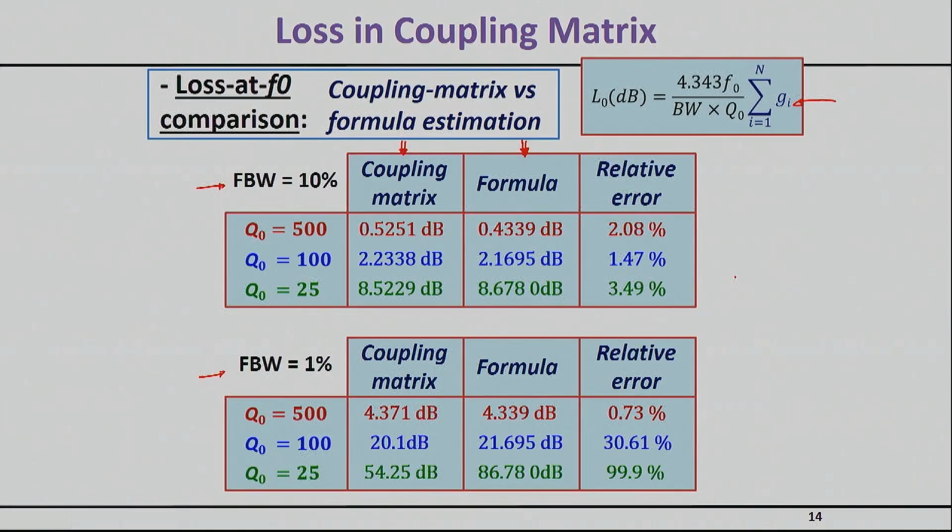matrix technique. So you can see that as long as our Q is reasonably high, practically for the first case above about 100, the relative error between the two is very small. But for the 1% case, actually only for the Q of 500, the relative error is pretty good. In the second case scenario, remember that we had something in the order of 20 dB loss, way too high, even with a Q of 100. So our error is unacceptably high for the empirical formula.